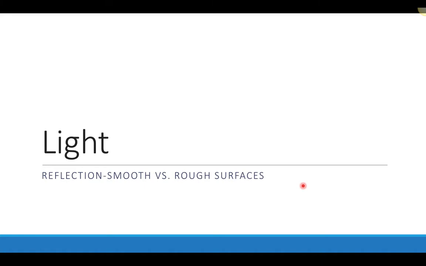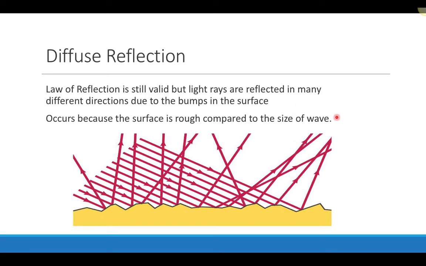In this presentation, we'll continue to talk about light, but we will talk specifically about reflection and a smooth versus a rough surface when it comes to reflection of all electromagnetic waves, not just light. We mentioned this before when we talked about sound, but the law of reflection is valid regardless of whether the surface is smooth or rough, has bumps, is something like mirrored, regardless of what the surface is like, the law of reflection is still valid, meaning that the angle of incidence is equal to the angle of reflection.